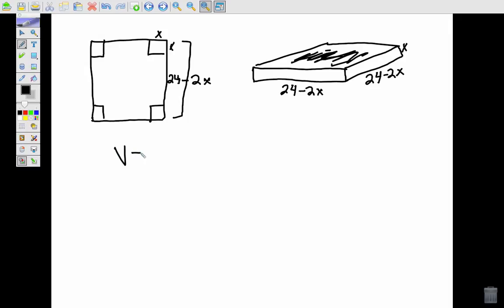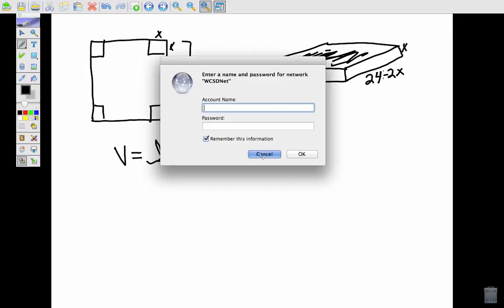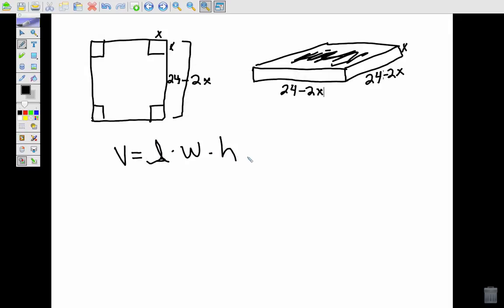Volume is found by taking V equals length times width times height. So here's what I've got. Volume equals my length and my width are the same, so it's 24 minus 2x, squared, and then times my height, which is x. This is the equation that we'll use for representing the volume.